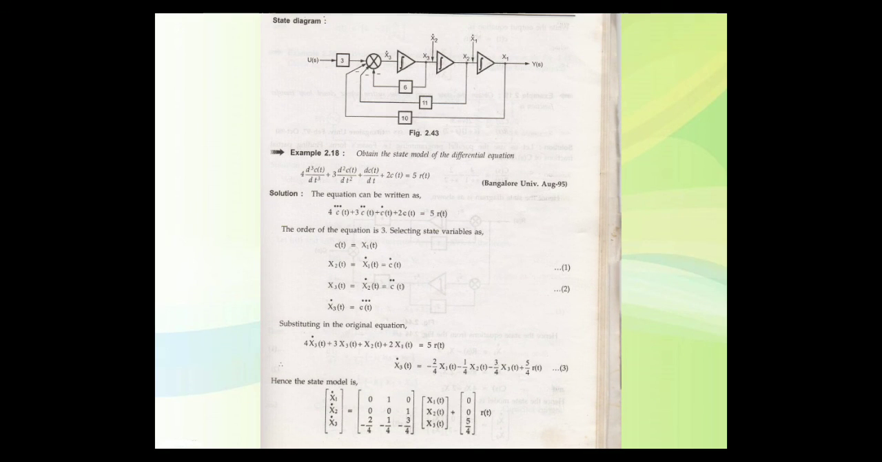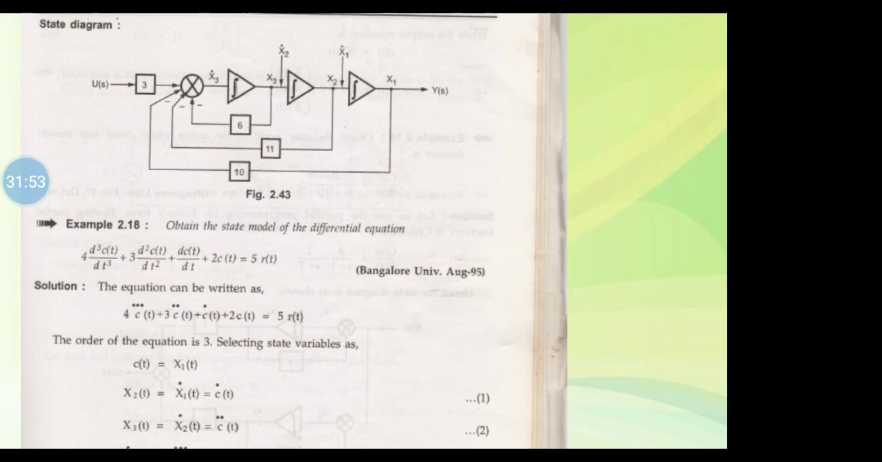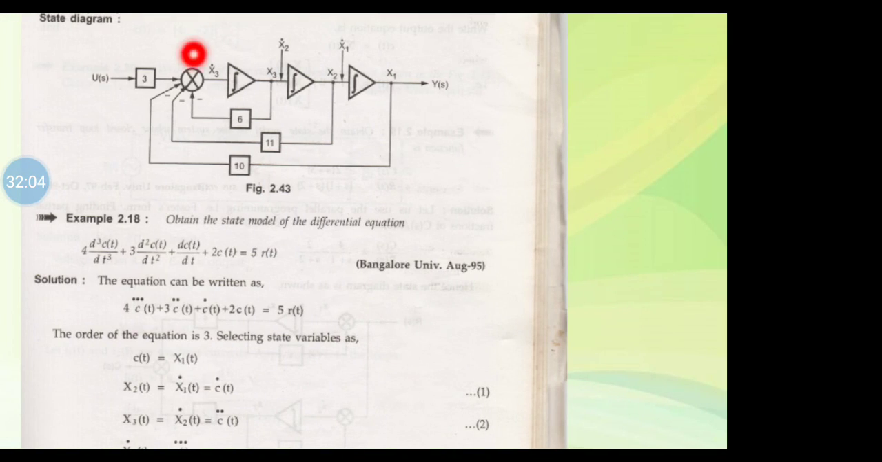Input 3u, then minus 10x1. So here it is x1, so minus 10x1. Then minus 11x2, minus 6x3. We get the total x3 dot, integrate to get x3, then that is x2 dot, integrate to get x2, x1 dot, integrate to get x1, and this is y of t. Okay, so this is a problem.